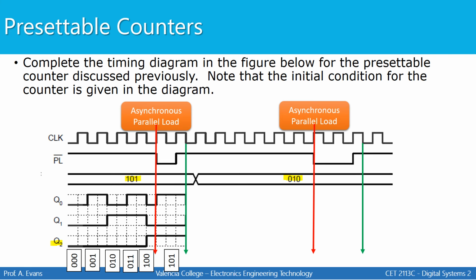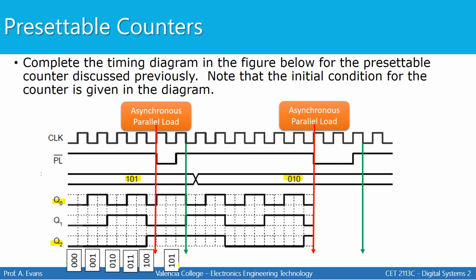This is your most significant bit. This is your least significant bit. So now I can tell from my critical point right here, this is when we begin counting again, and we're going to count up from 1, 0, 1. So the counter will go 1, 1, 0, 1, 1, 1.